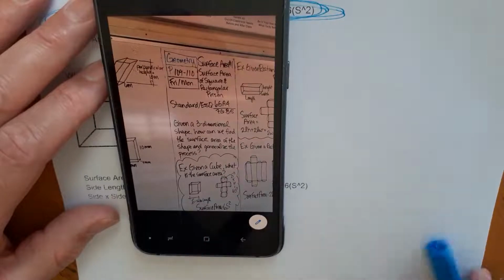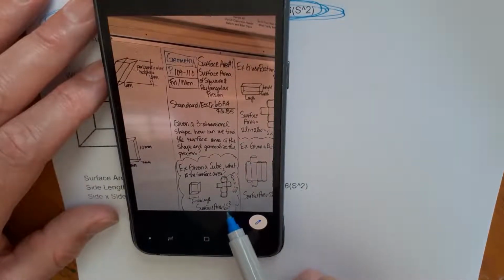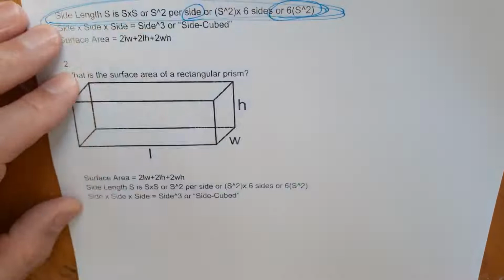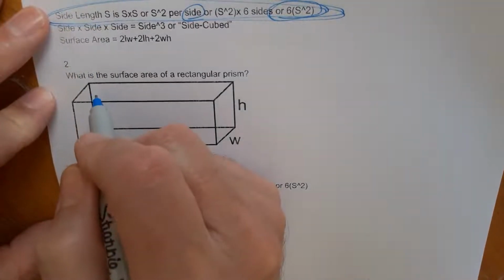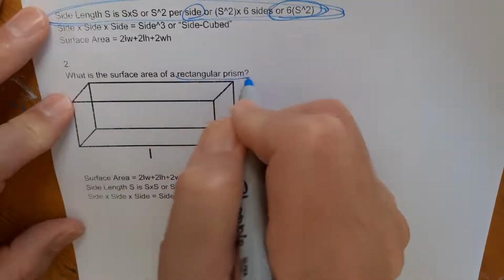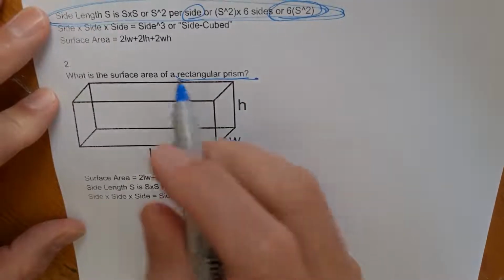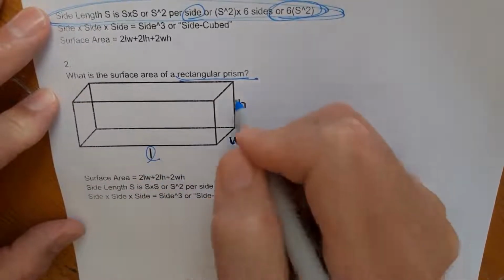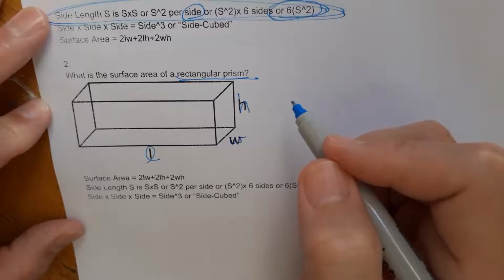And talking about surface area, 6s squared. I see it right there, right in the notes. So anyway, that'll explain a little bit more of what we're talking about in these practice problems. What's the surface area of a rectangular prism? Length times width times height will give you volume, right? But we want surface area.